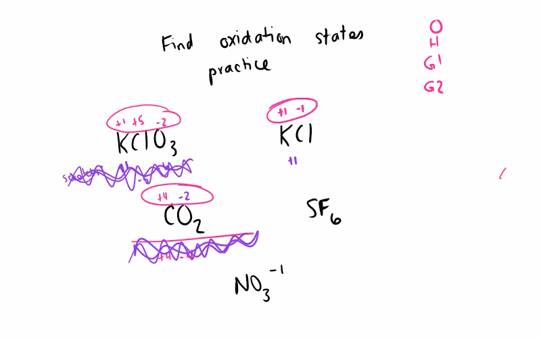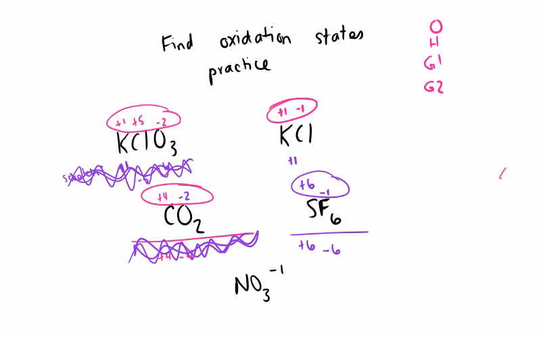I know that fluorine has a -1 oxidation number. It's always -1. Remember, just like in nomenclature, start with that anion first. So -1 times 6 is going to give us a -6 charge. So that means that sulfur needs to give us a +6 to cancel out. So here would be our oxidation numbers.